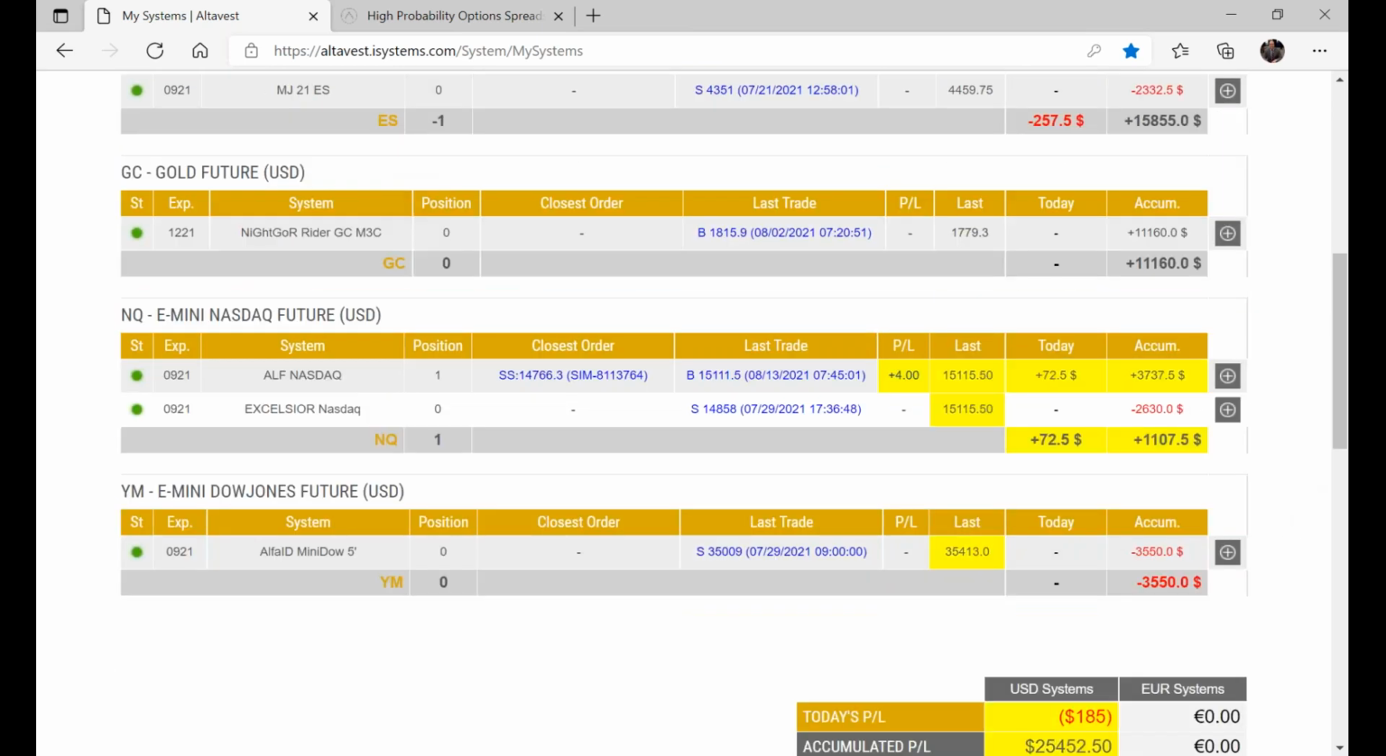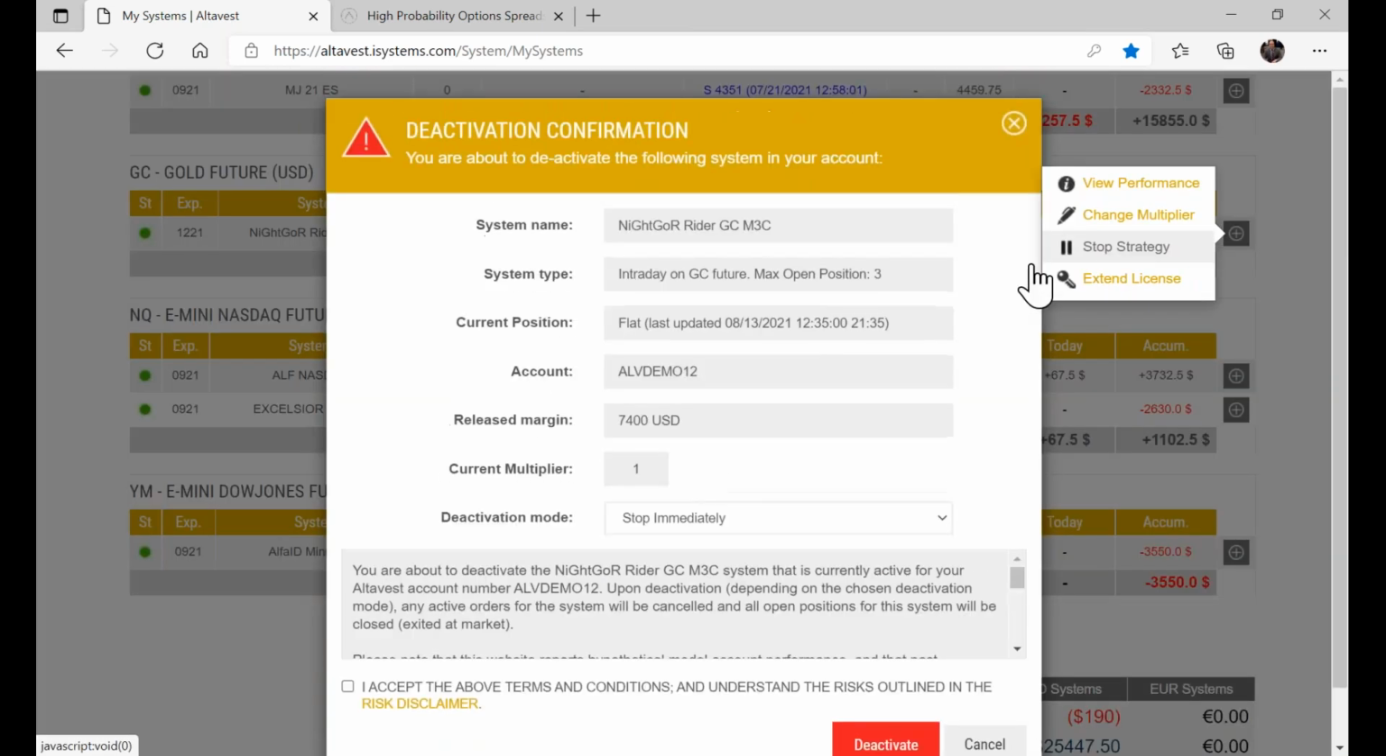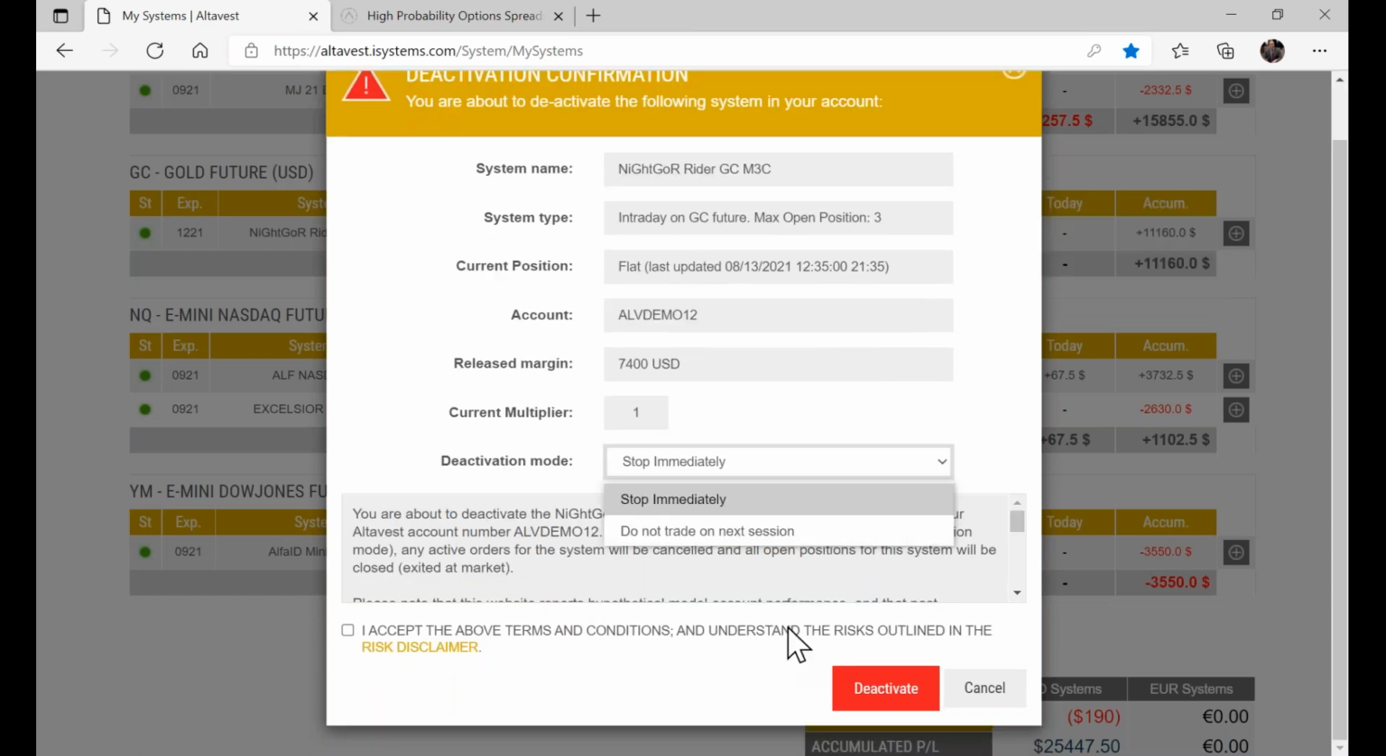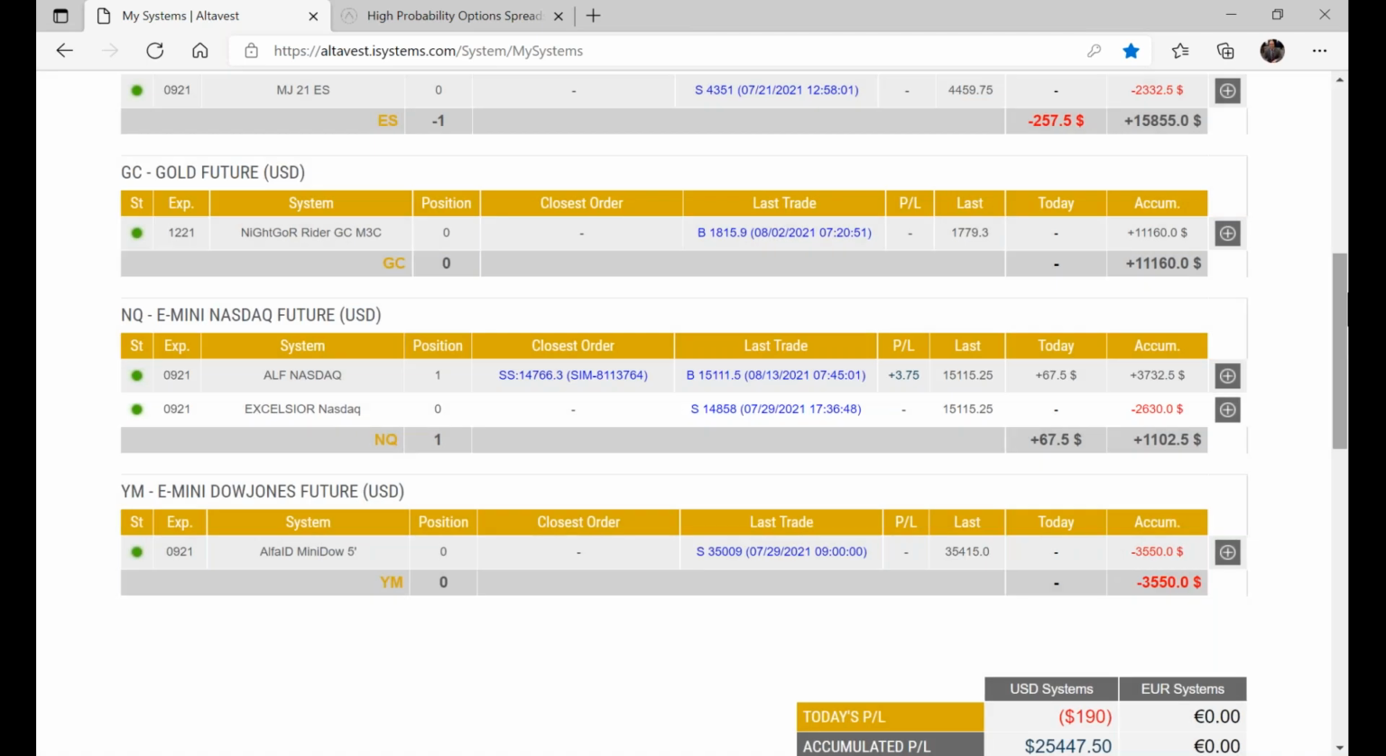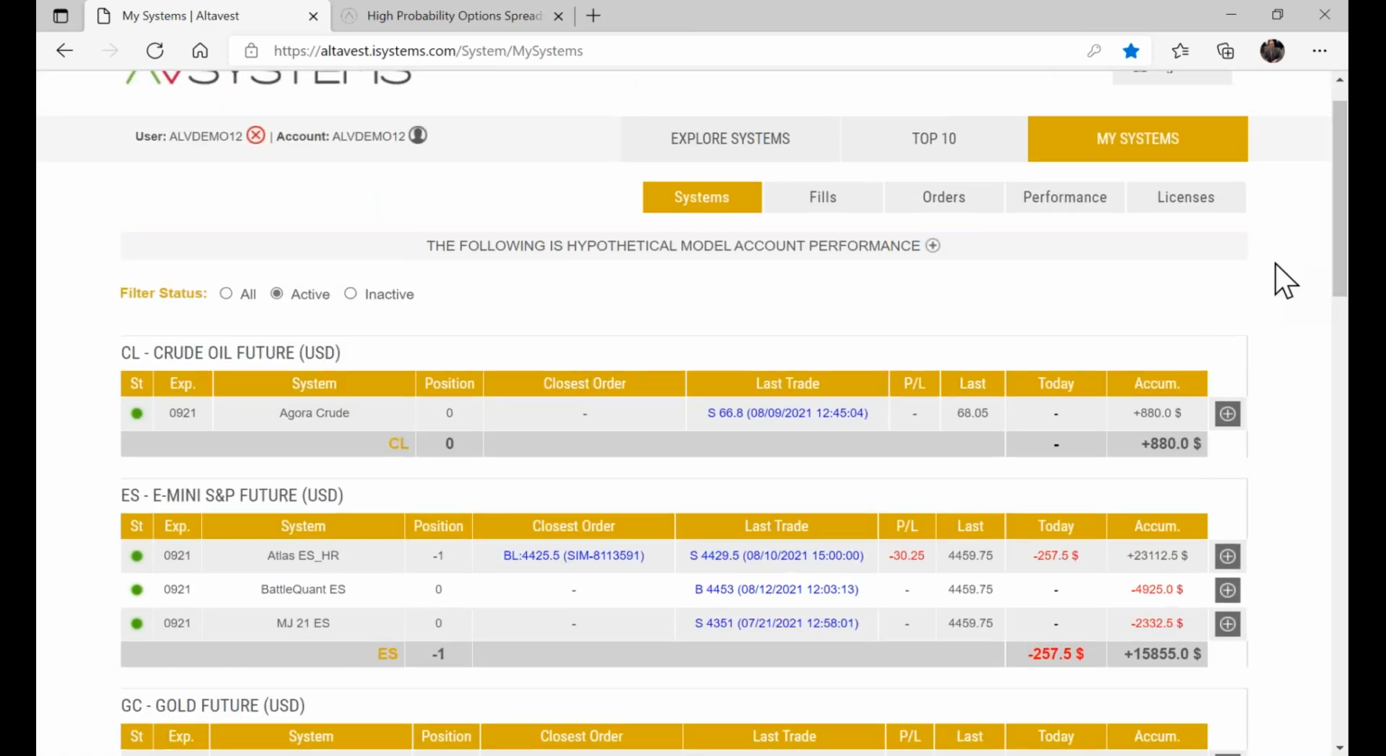You can see there's a gold system in this demo account as well, currently with no position. Here's a NASDAQ with a position right now, last trade that it bought. So it's sitting on a small gain at the moment. So that's how you do it. If you want to stop trading on any particular system, you simply click that and stop strategy, and you can just walk through when you want to stop it and then click deactivate, and it's just that simple. Or, of course, you can just let it run for as long as you'd like.